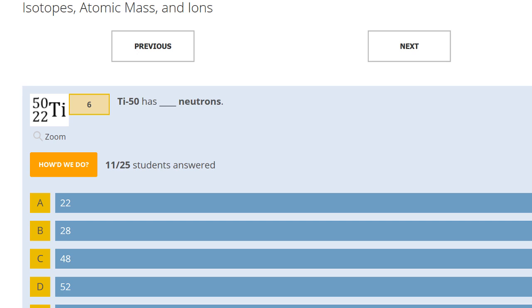So there's 22 protons. So we just do 50 minus 22. I'm going to give you 30 more seconds. And if you haven't figured it out, you talk to someone that seems to have it figured out.